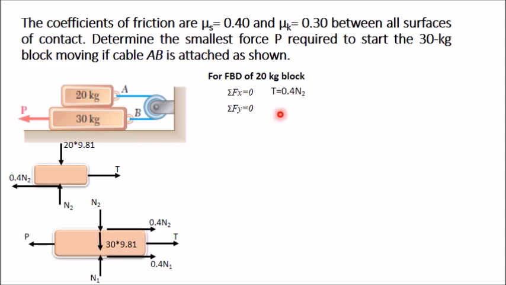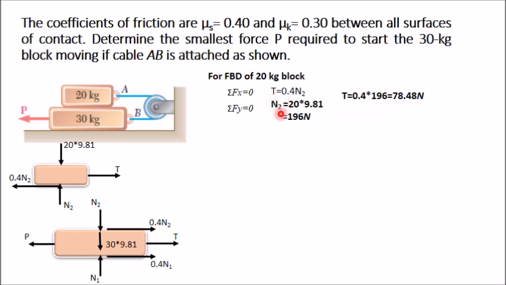Now similarly, when you apply sigma Fy equal to 0, there are only two forces along the y direction. N2 is in the positive direction and the weight is negative. So N2 minus 20 into 9.81 is equal to 0. From that you will get N2 is equal to 20 into 9.81. When you simplify this, you will get 196 Newton. If you put this value of N2 in the first equation, T is equal to 0.4 into 196, so you will get the tension in this cable as 78.48 Newton.